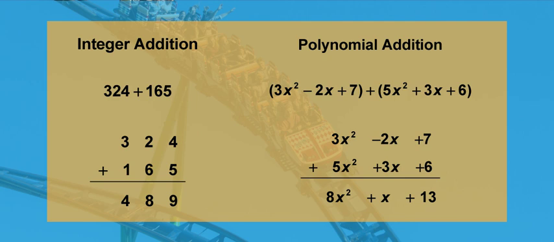How do we know the sum is a polynomial? Each of the terms has a constant term with a variable to an integer power. The constant term has an x to the 0 power.